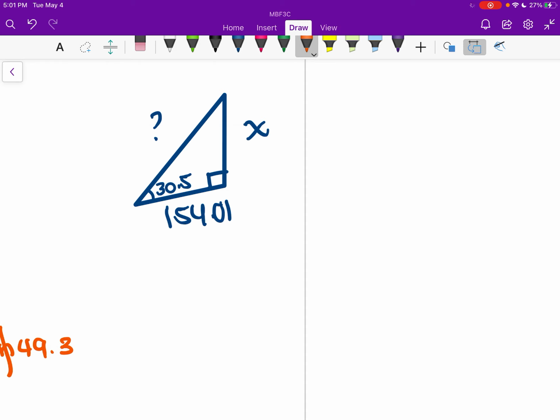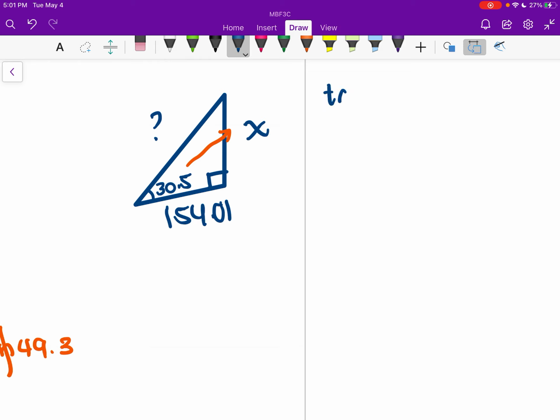Now, I know that opposite to this is x, and I have the adjacent. So if I look at SOH CAH TOA, sine is opposite over hypotenuse. I don't have the hypotenuse, so I'm going to get rid of that. CAH is adjacent over hypotenuse. I have the adjacent, but I don't really care what the hypotenuse is. And then I have TOA, which is tan is opposite over adjacent, so I'm going to use tan.